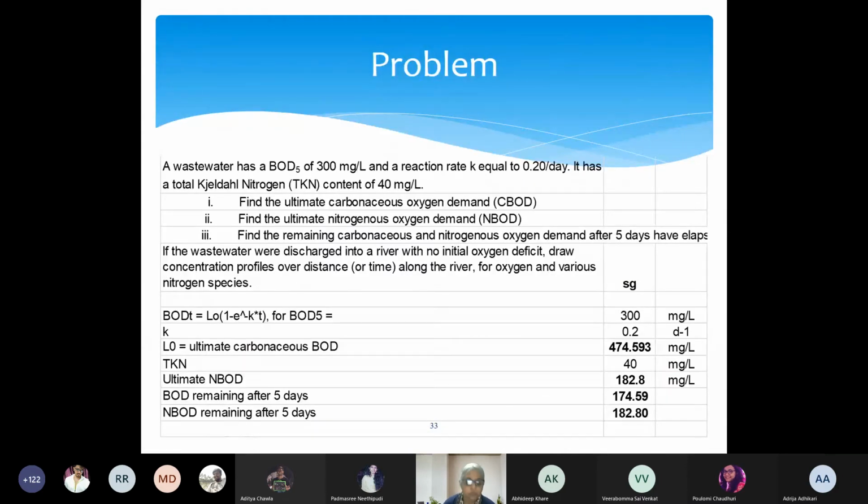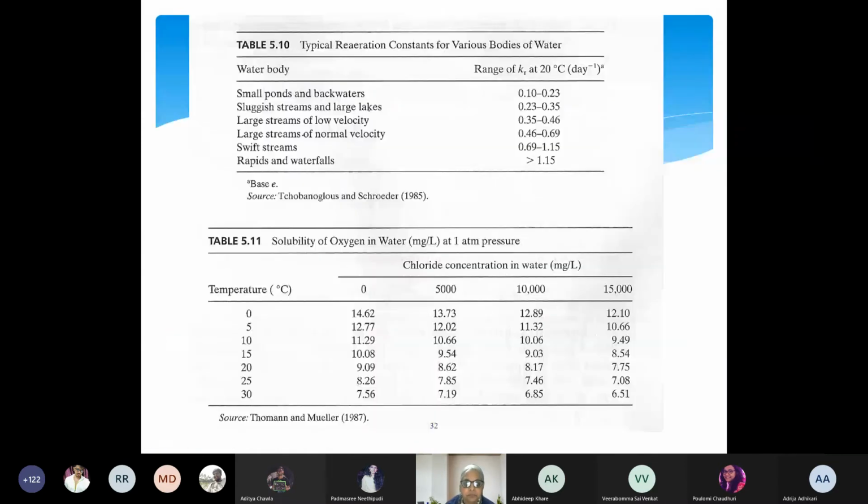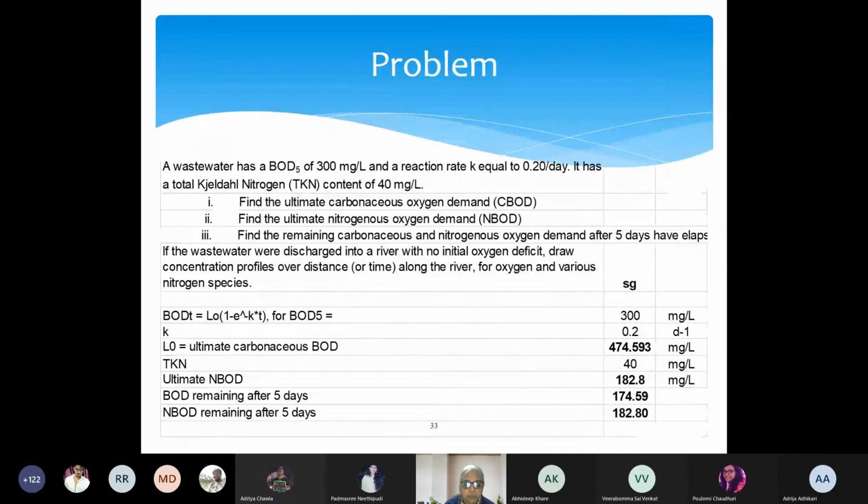Okay, let me give you 5 minutes and you should come up with the answers. The answers are already there, and you should also be able to draw the concentration profiles. Let's say in a test or exam, I give you this question. You should be able to draw profiles just like these. These are the profiles that I expect from you, both for DO as well as the nitrogen species, showing some understanding of what is going on. I won't ask you multiple processes or multiple point discharges. It's too complicated. So take 5 minutes and tell me if you get the same answers.